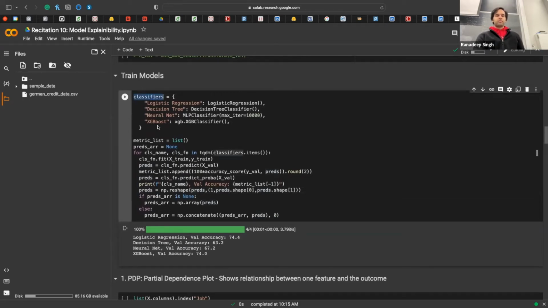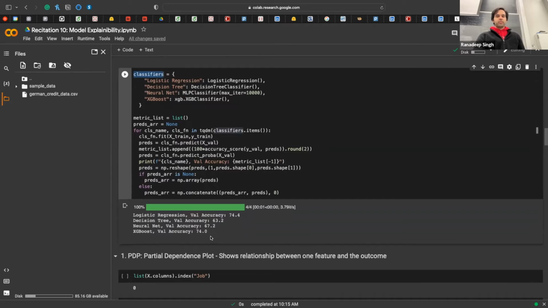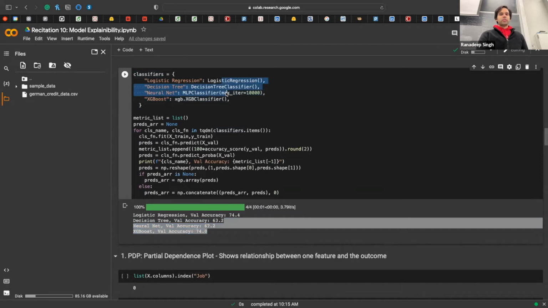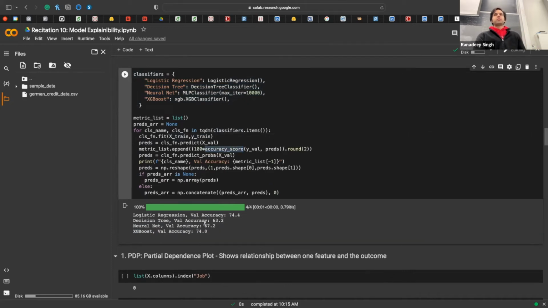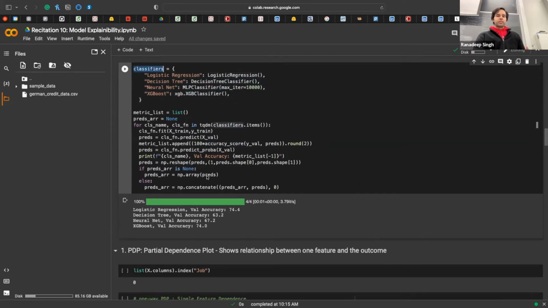So you have this dictionary of 4 classifiers. And when you run it, you should get somewhat comparable validation accuracies. These are sklearn models out of the box. You're just training it on X-train, Y-train, calculating the accuracy score for them, and storing these metrics. Whatever the trained models were are still stored in classifiers.